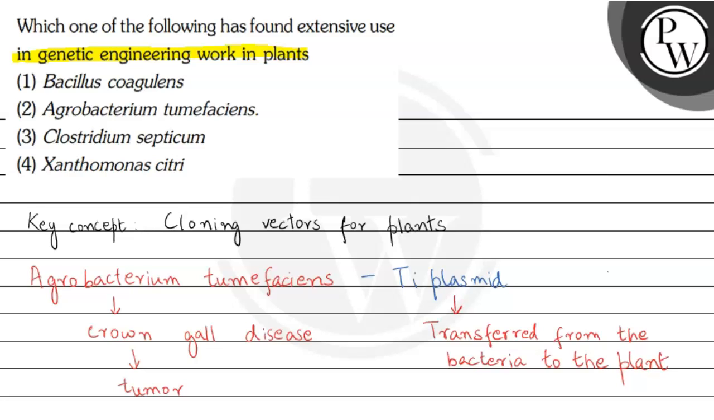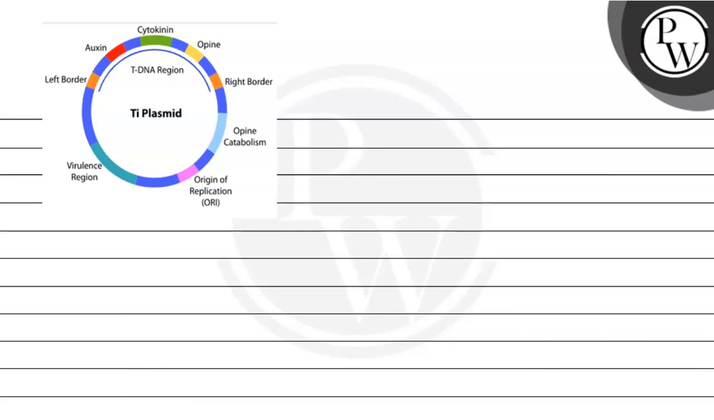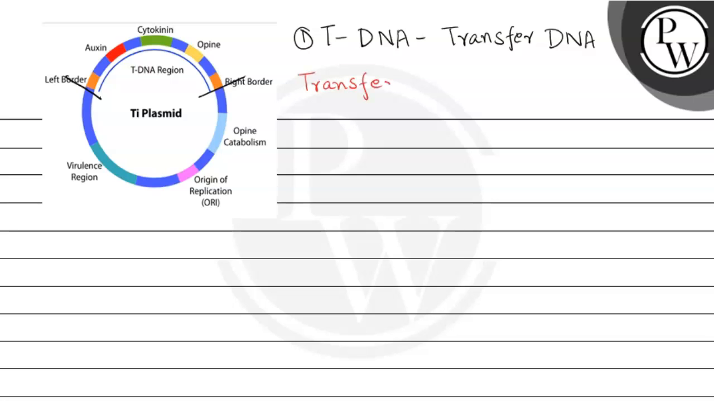So if we look into a little bit more detail at the Ti plasmid structure, then we will better understand how Ti plasmid is utilized in genetic engineering. So the Ti plasmid has two important regions. So the पहला वाला जो सबसे important region है Ti plasmid में वो है tDNA or the transfer DNA. ना इसे ट्रांसफर डीएनए इसीलिए बोला जाता है because this is the part of the Ti plasmid which can be transferred from the bacteria into the plant cells.